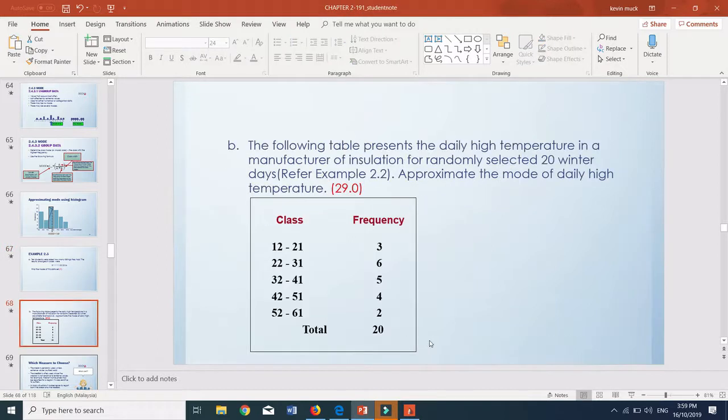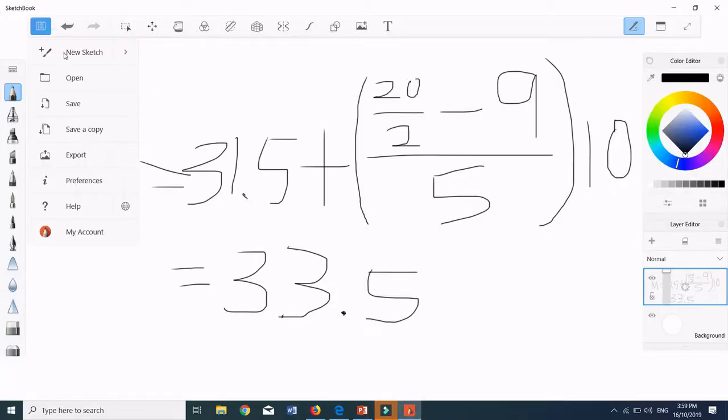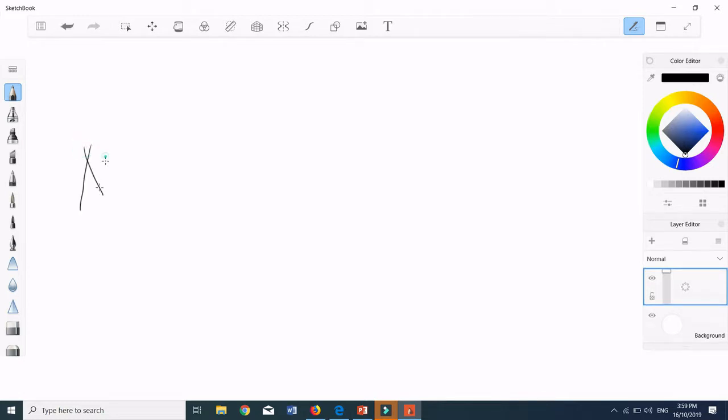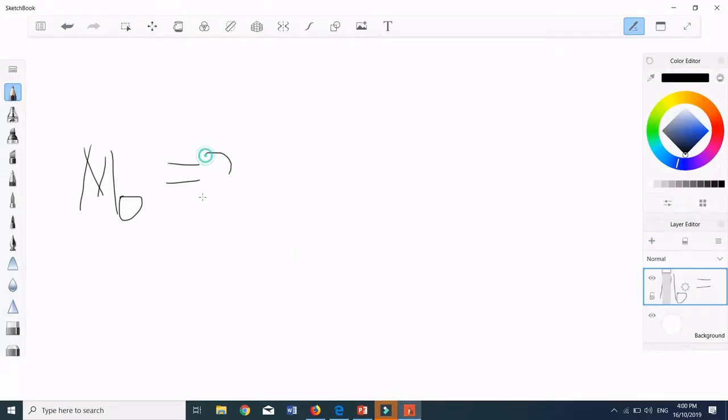For the grouped data, first of all, you have to determine which class occurs more often. So this class is the one that occurs more often because it has a frequency of 6. It's the highest over here. So for the mode, first of all, you find the lower boundary. As I mentioned earlier, you take the lower limit of this class and the upper limit of the previous class, plus them together and divide by 2, and you get 21.5.